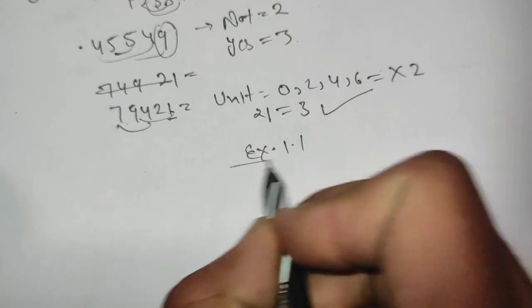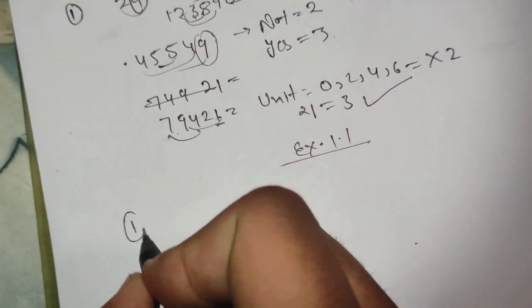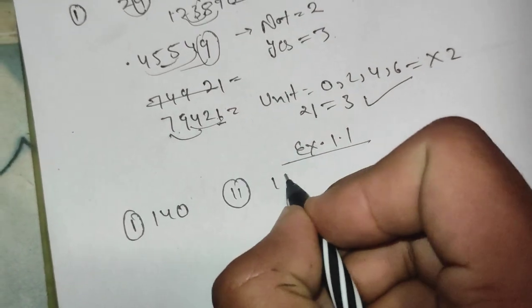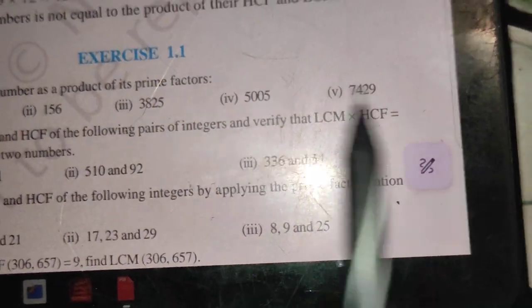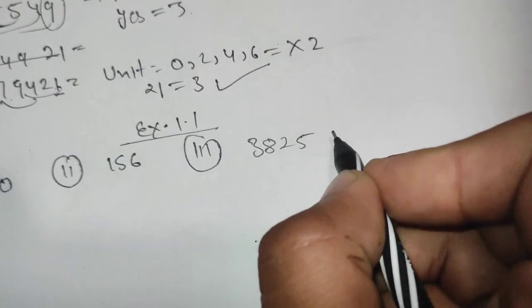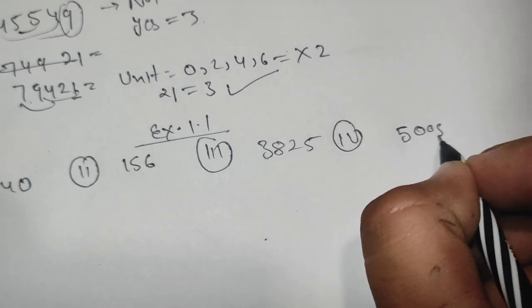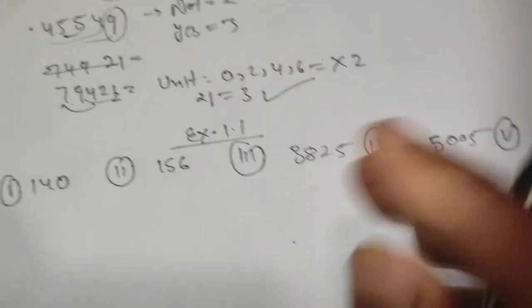Exercise 1.1. The first question is 140. The second question is 156, and the third question is, you can see, 3825. The fourth question is 5005, and the fifth one is 7429.